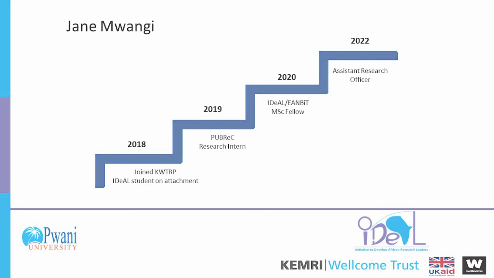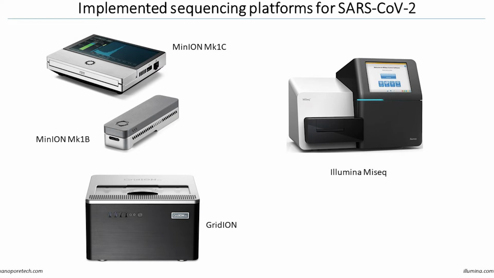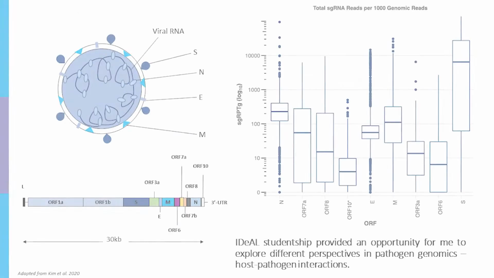Here at KWTRP, we have implemented a genomic surveillance platform for whole genome sequencing of SARS-CoV-2 samples, which implements both Illumina and Oxford Nanopore technologies. So the use of this ARTIC protocol has allowed us to quantify these subgenomic RNAs.